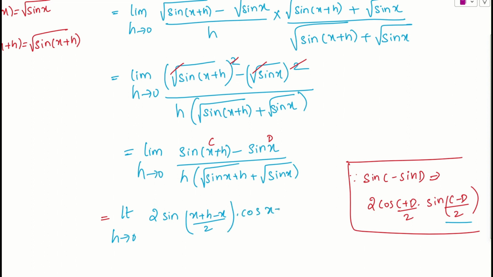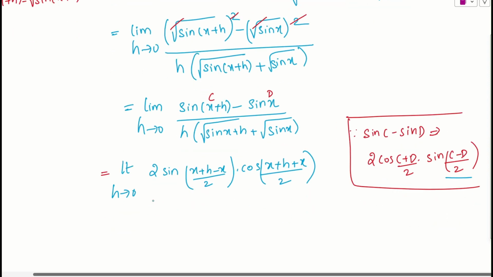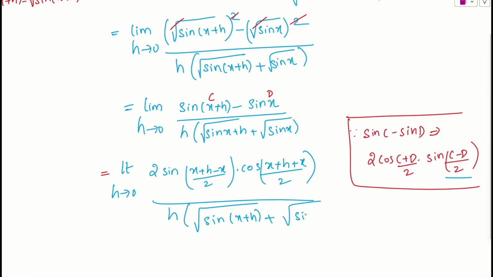Cos of (x plus h, divided by 2). I think you have got this from this, right? The whole thing is divided by the denominator, which will be as it is. We need to do it. Is it okay? So this is simply h into root of sine of (x plus h). It should be in the bracket, plus root of sine x.